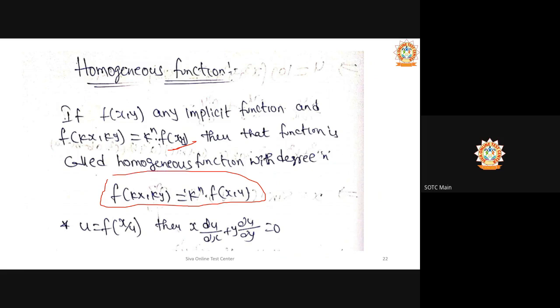f of kx comma ky is equal to k power n into f of x comma y. So here n is called the degree of this homogeneous function. Coming to the homogeneous differential equation, it is of the form dy by dx is equal to f of x comma y, where f of x comma y is a homogeneous function of degree n.